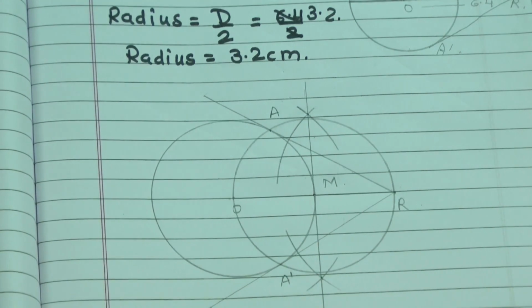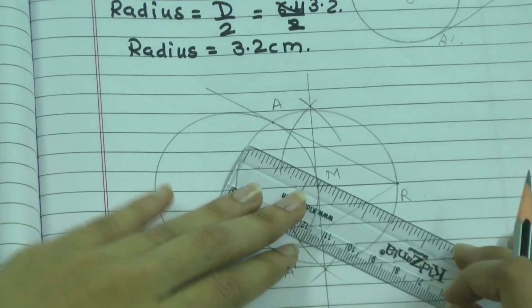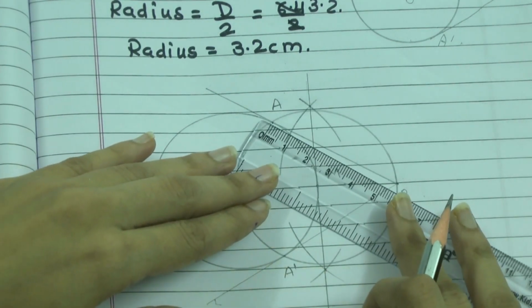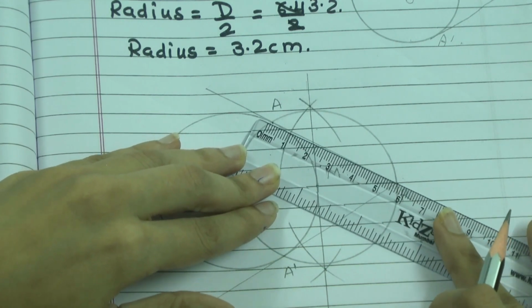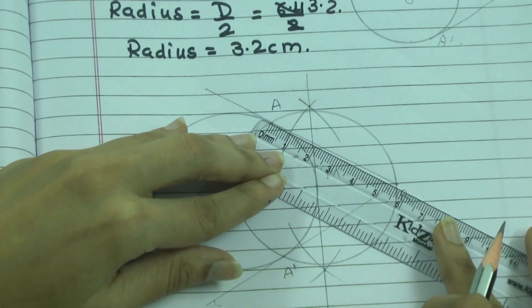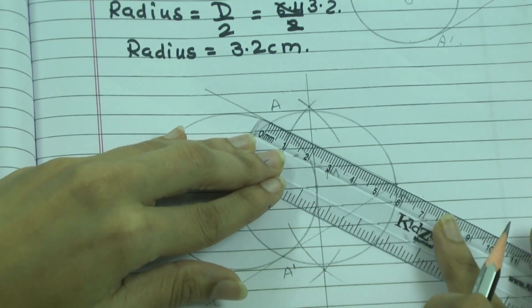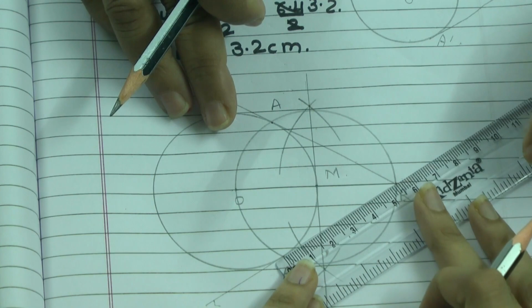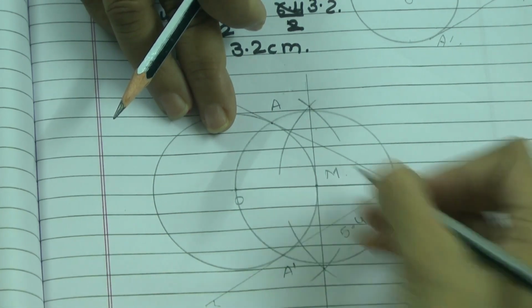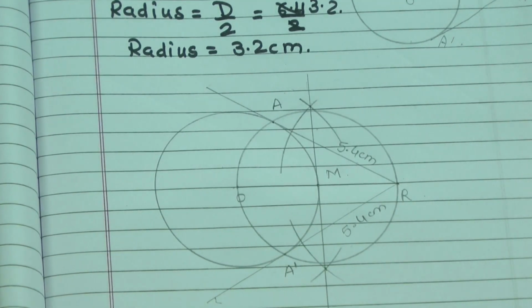Now these are the required tangents drawn from the point R, which is at a distance equal to the diameter of the circle. Let us measure RA and RA dash. Keep the scale properly at A. RA is 5.4. So both the tangents are equal. That means our construction is correct.